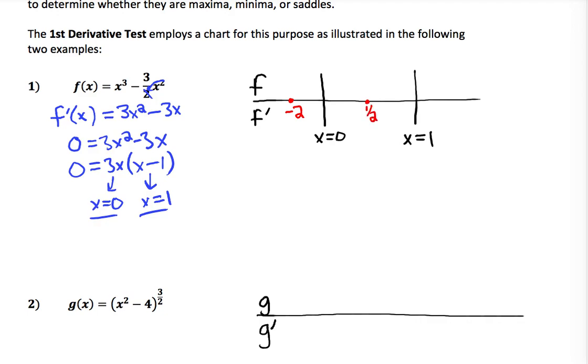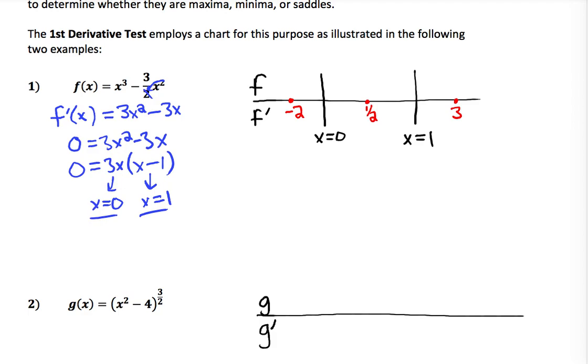It doesn't have to be in the middle because any number in here will tell what the derivative and the original function do for that entire interval because we know it changes only at 0 or 1. It doesn't have to change there. Like I said, it's just potential. Then over here I can pick anything. I could pick 2 again, but just for variety's sake I'm going to pick 3 to show you that it really doesn't matter what test point you choose. So those are my test points.